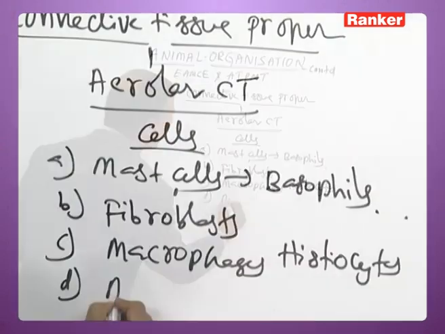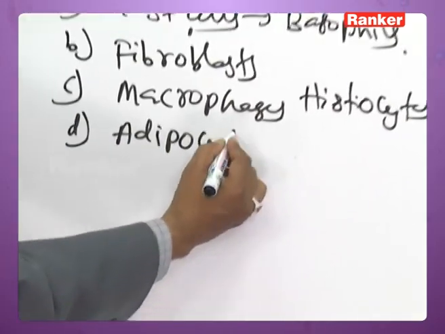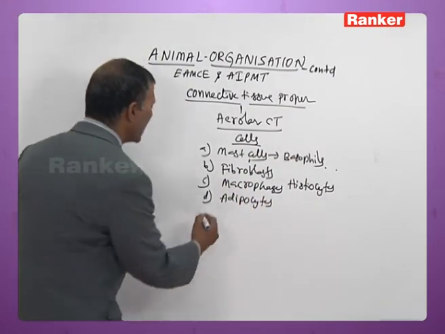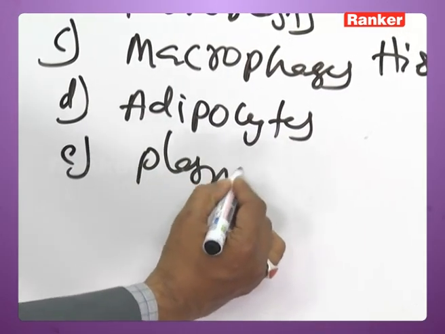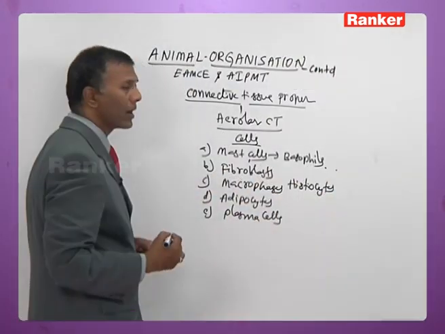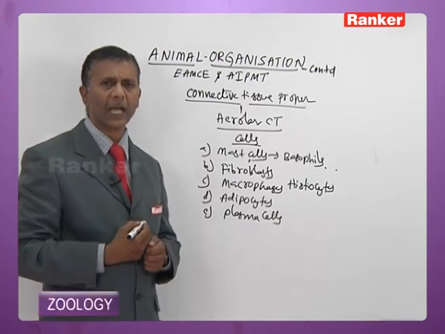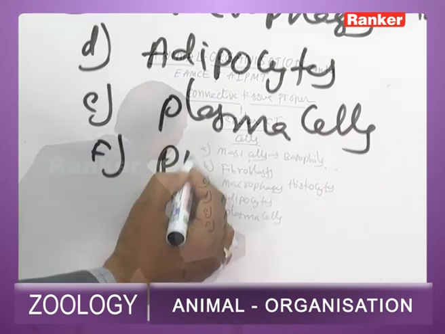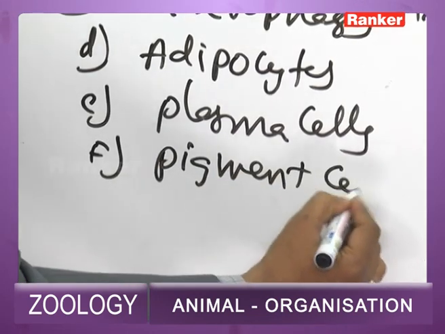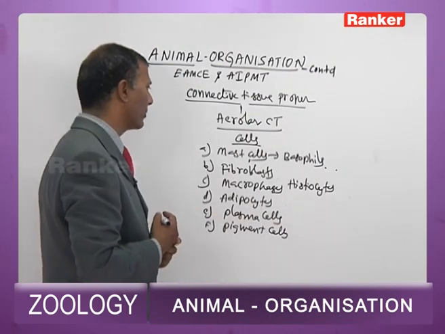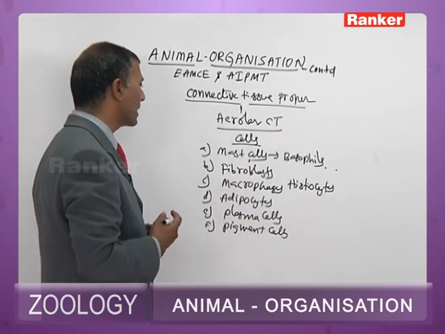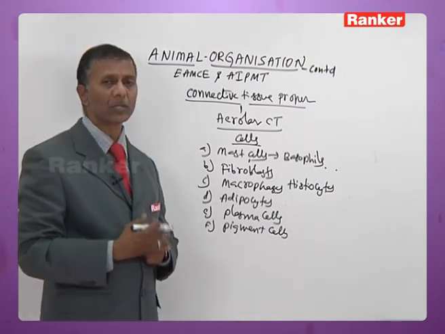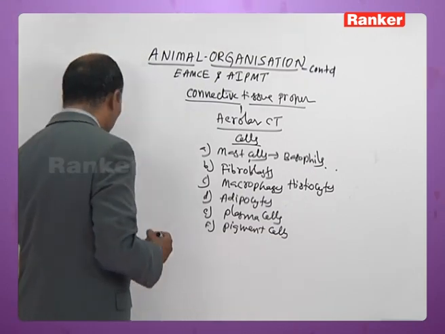Then apart from this, you have adipocytes. Adipocytes are the largest cells of connective tissue. They store fats. Then next you have plasma cells. Plasma cells synthesize antibodies. Then next are pigment cells. Pigment cells are also present in the irregular tissue. So mast cells, fibroblasts, macrophages, adipocytes, plasma cells and pigment cells are the most important cells of irregular tissue.